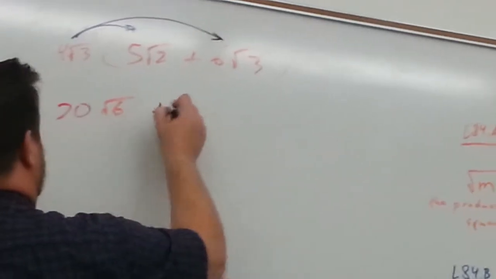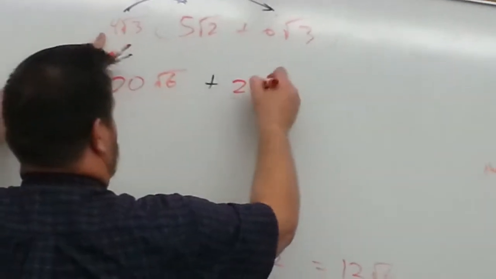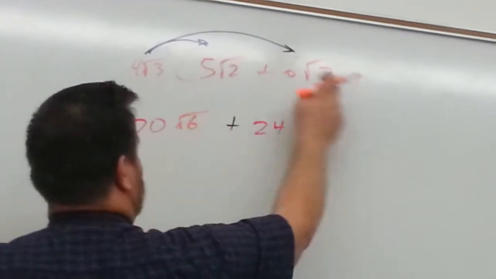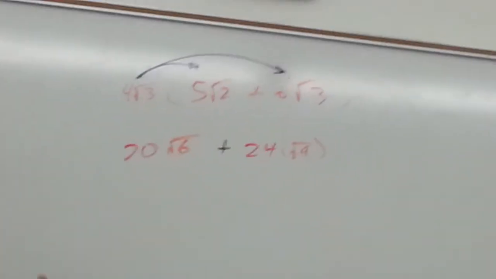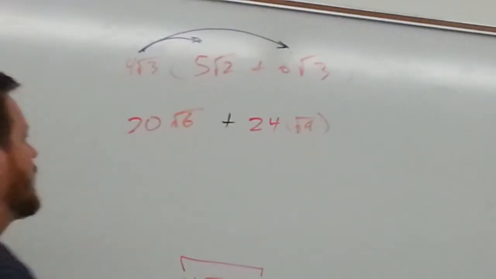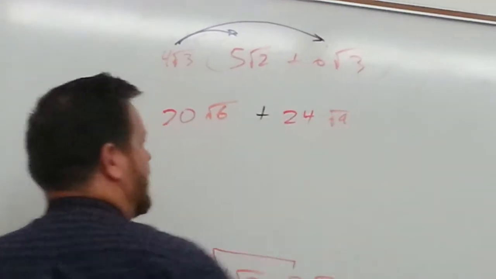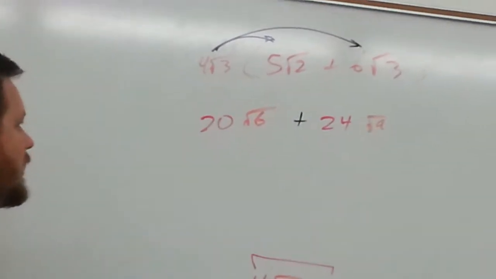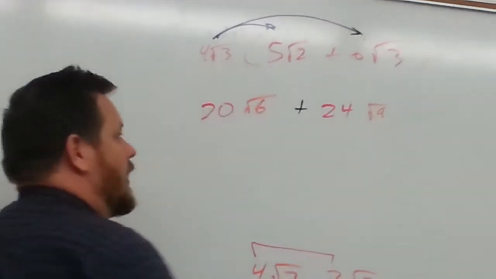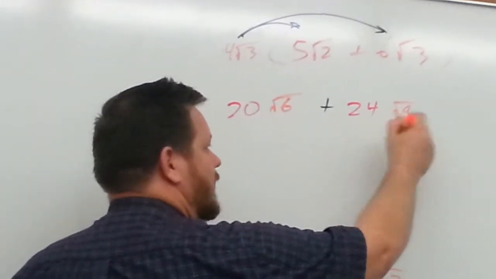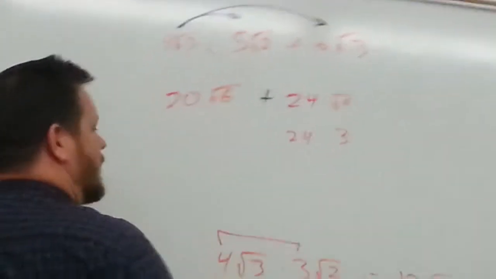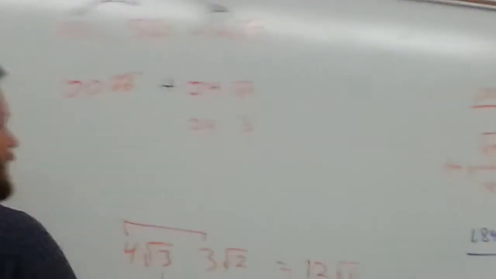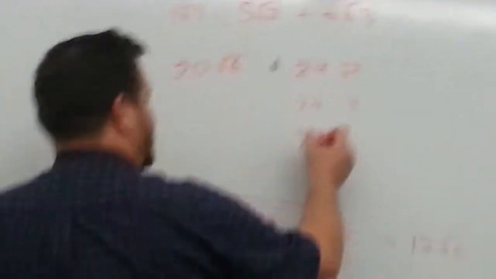then we've got a plus. 4 times 6 is 24. And rad 3 times rad 3 is rad 9. Not quite. What is the square root of 9? 3. So it's 24 times 3. That's 72.